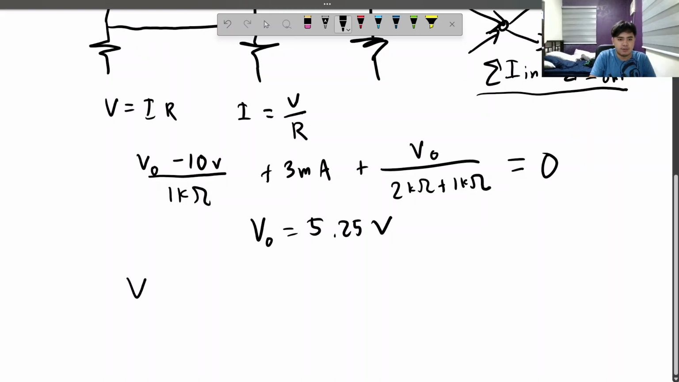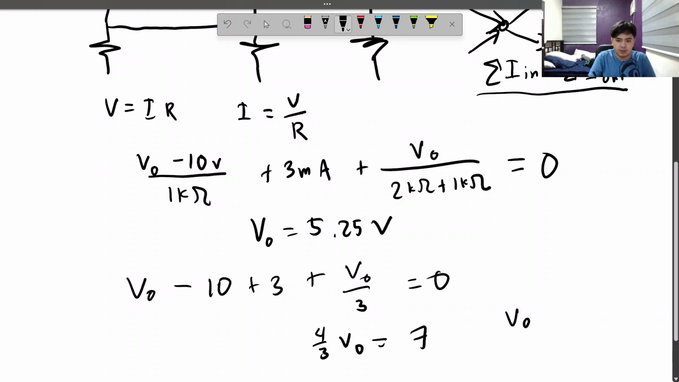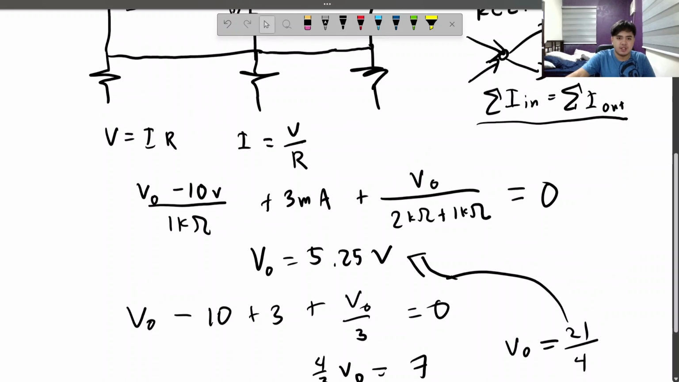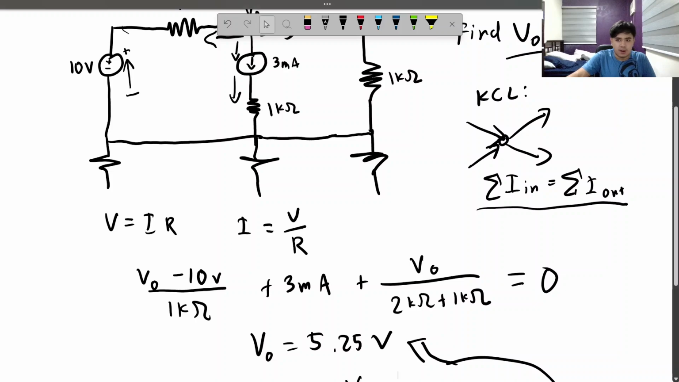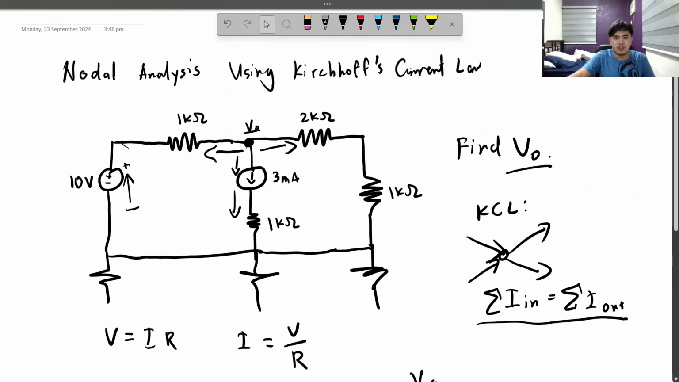So (VO minus 10 volts) over 1 is just VO minus 10, plus 3, plus VO over 3. All right, so this is going to be negative 7, and transposing it to the side gives us 7, and VO plus VO over 3 is 4 over 3 VO. So VO then is 21 over 4, which is exactly this. 5.25 volts is the answer for this one. All right. So we've found the basics of nodal analysis. Let's go to a harder question.